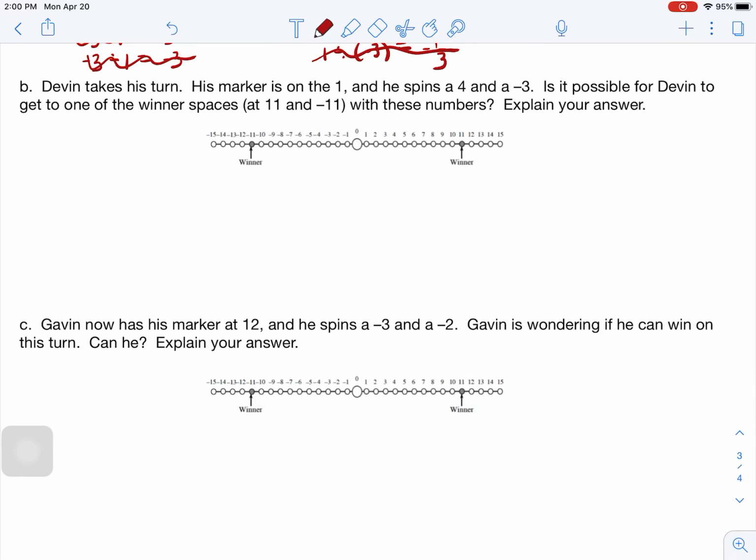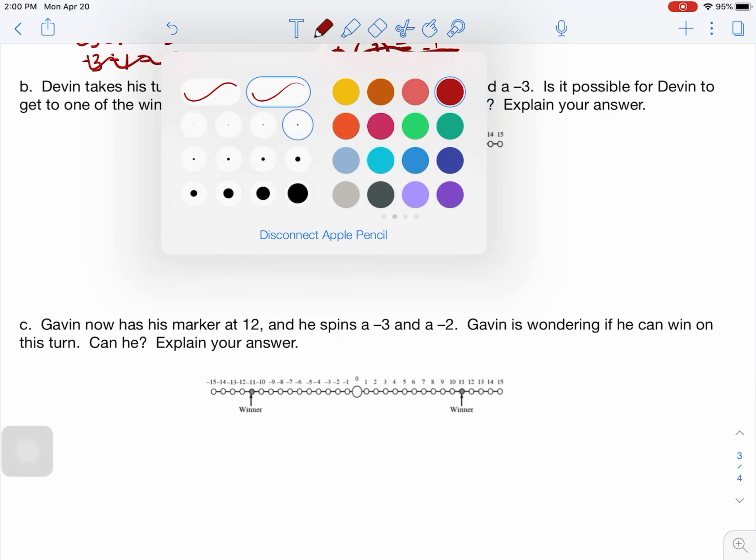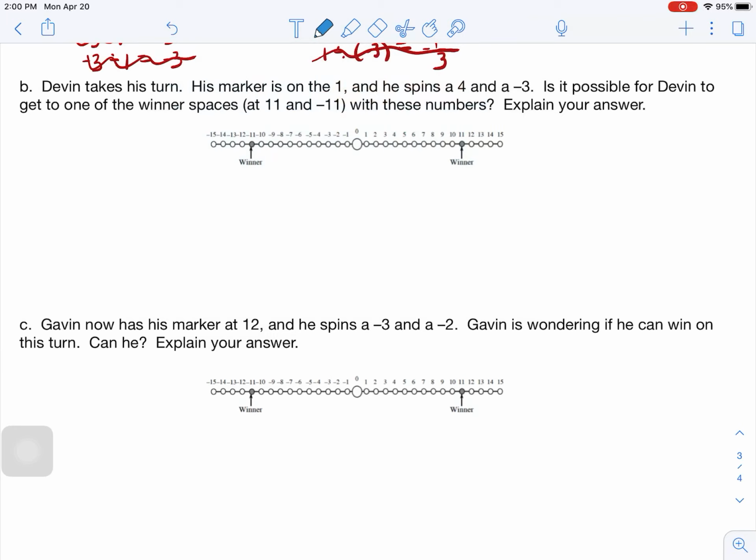Okay, she can definitely win. All right, let's move on to Devin takes his turn. So let's change Devin to a different color marker. Let's go to blue. His marker is on the 1, +1, and he spins a 4 and a -3. Is it possible for Devin to get one of the winner spaces at 11 or -11 with these numbers? Explain your answer.